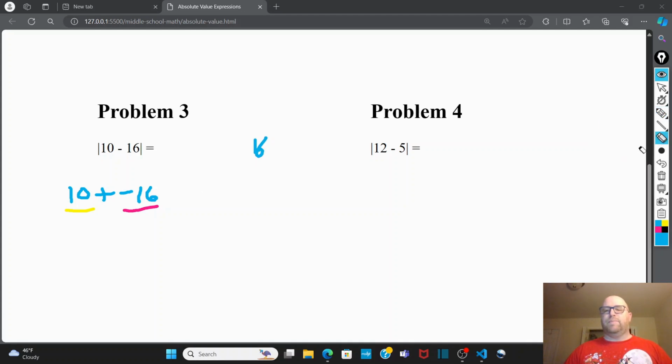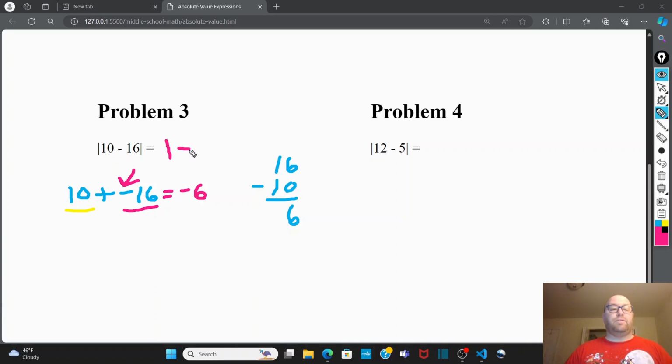Let me rewrite that. That was bad. First video in the morning here. We're going to do 16 minus 10. That's going to give you 6. And then you're going to take the sign of the number that is further away from 0 on the number line. So this is going to be a negative 6 when we do 10 minus 16.